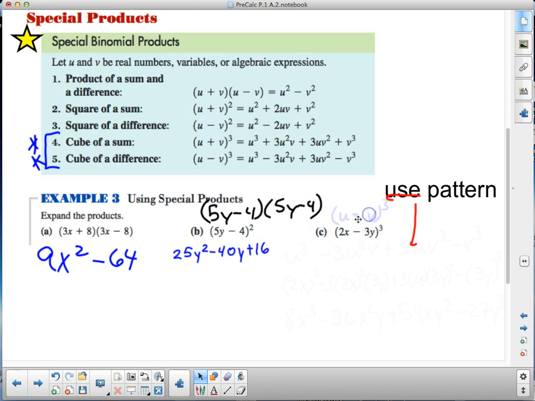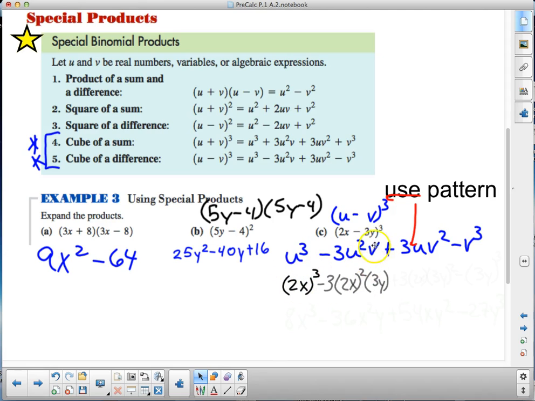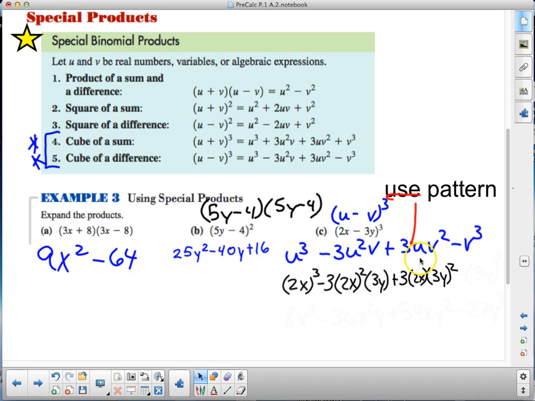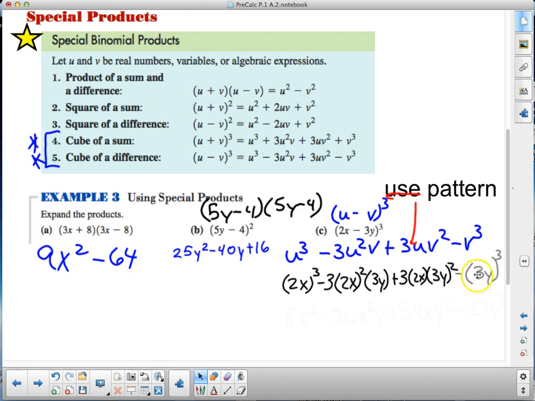The one that I'm concerned about here, when I've taken the u minus v, so u is 2x and v is 3y, and I'm cubing it. The pattern that I'm using is u cubed minus 3u squared v plus 3uv squared minus v cubed. So now if I recall that pattern, I can just take 2x and cube it, and I'm just going to put things in where we see them. So 2x is cubed, minus 2x squared times 3y, because now 3y is in there, plus 2x times 3y squared minus 3y cubed.